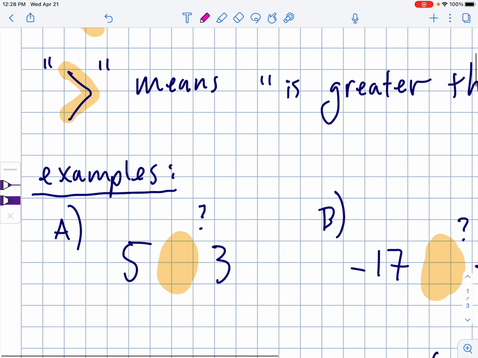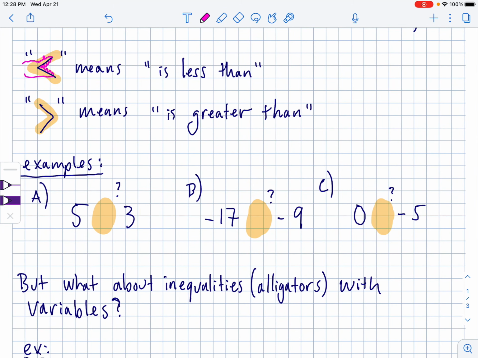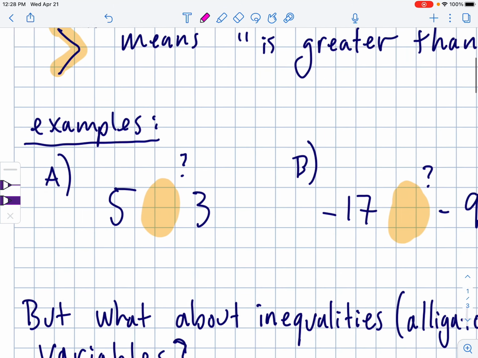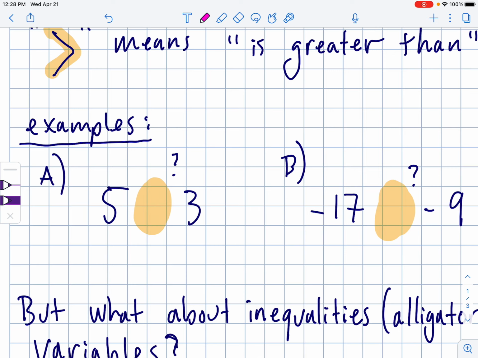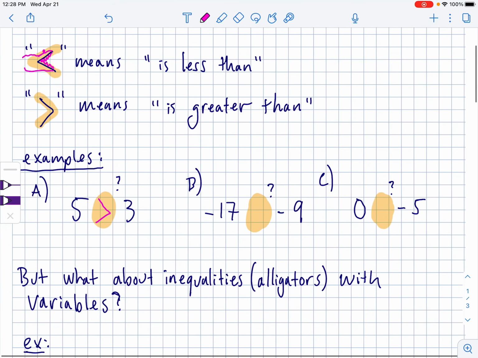What happens is the alligator always wants to eat the bigger number. So if I was to put a symbol in between the 5 and the 3, the alligator wants to eat the bigger number. So 5 is greater than 3 is how you would say that.